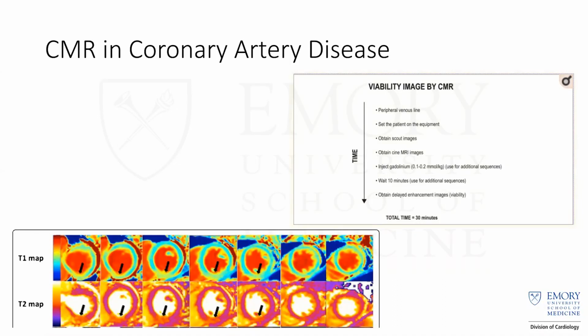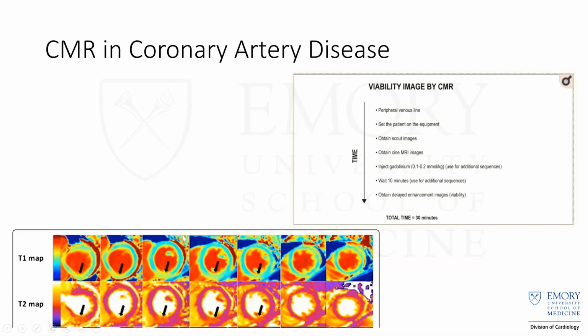So if you're doing a viability protocol, these are the steps that we take. Typically, you basically get your normal images, inject your gadolinium, wait about 10 minutes, and then obtain your LGE images. So you can really do a viability protocol, if you're looking just for viability, in a pretty short amount of time.